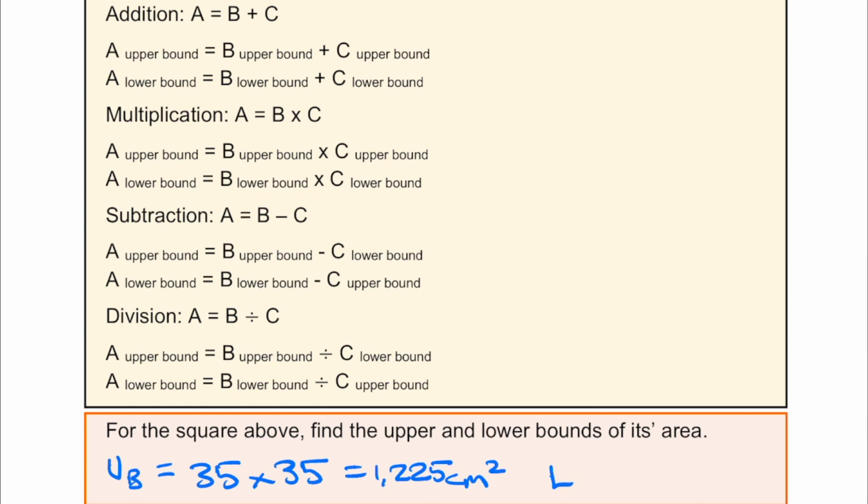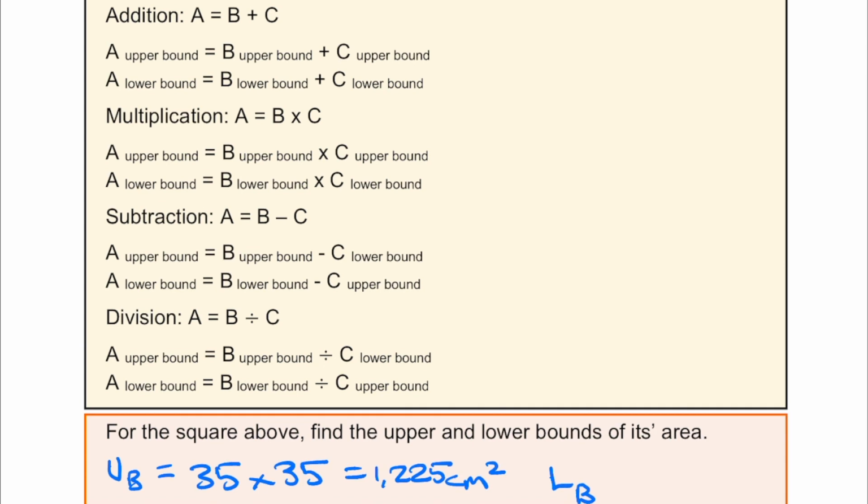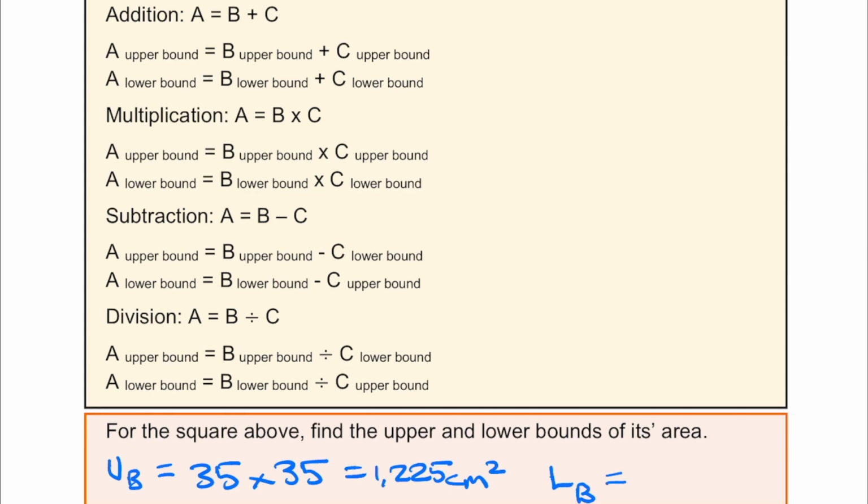Same idea with the lower bound. But this time, when we're finding our area, we want the final answer to be as small as possible. If you're multiplying two things together and you want your answer to be as small as possible, what do you need to do? Well, of course, you need to start with two small numbers. So we want the lower bound of the lengths, which are 25, times it by another 25. And again, absolutely fine to use a calculator here.